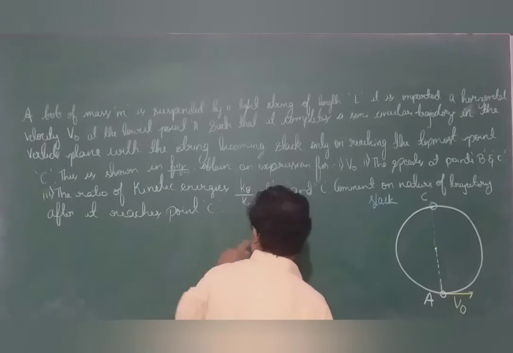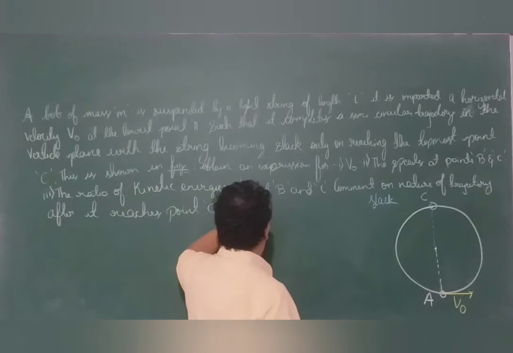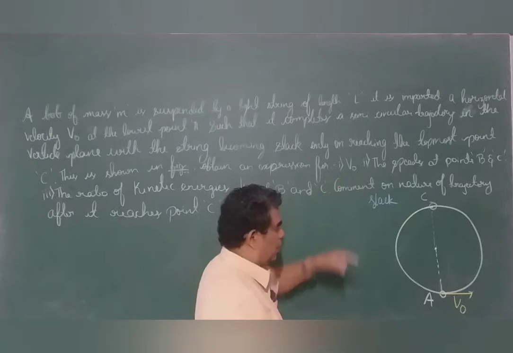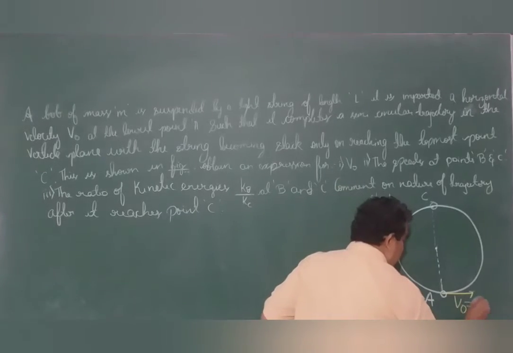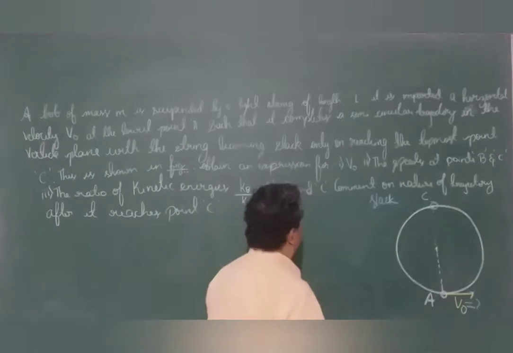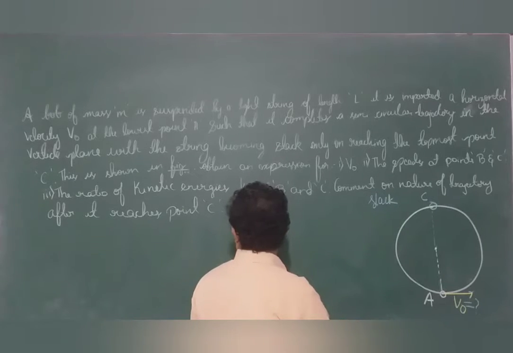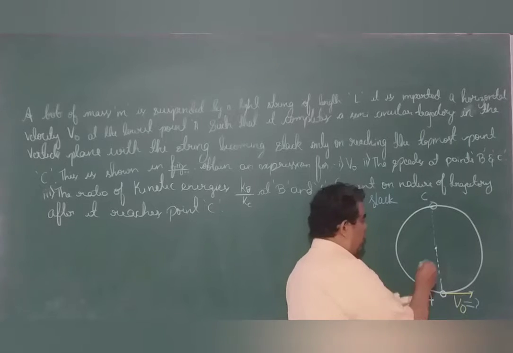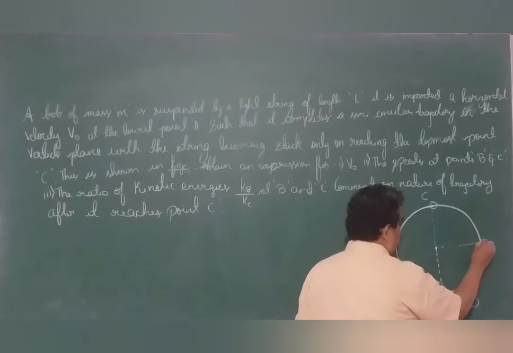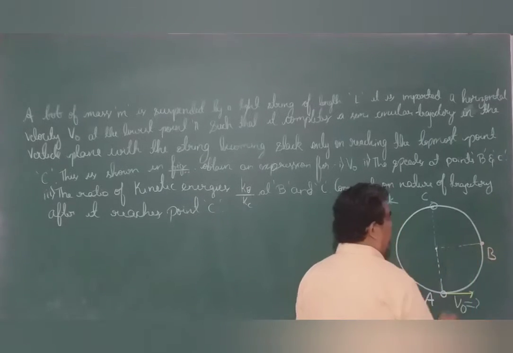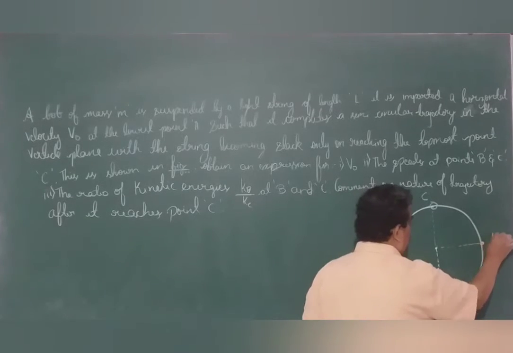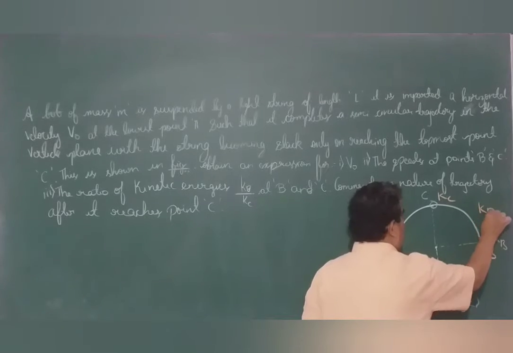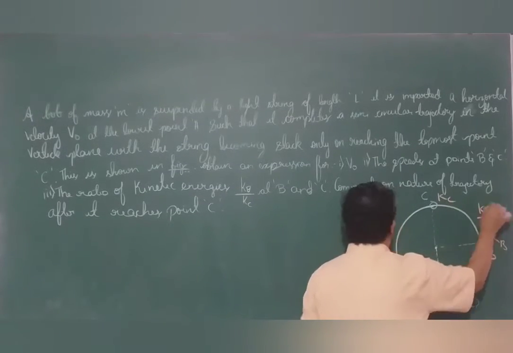And then we read. This is shown in the figure we have drawn. Obtain an expression for v naught, and the ratio of kinetic energies at B and C. In the textbook B is marked at this point. Say this is point B. We are asked to calculate KB, KC and their ratio. KB by KC ratio is asked.